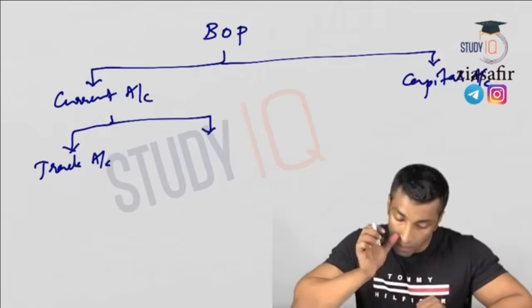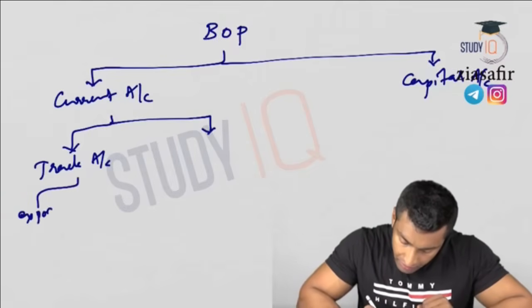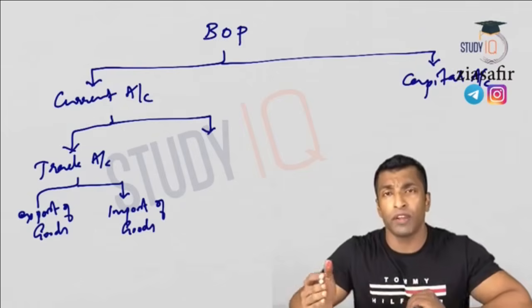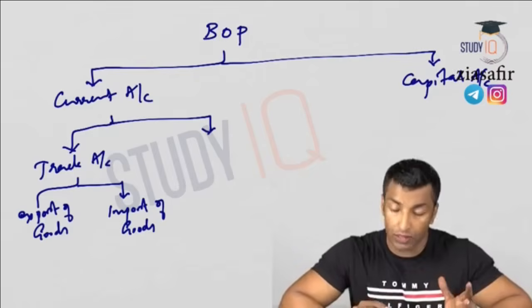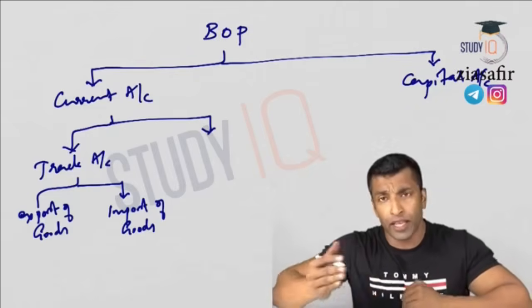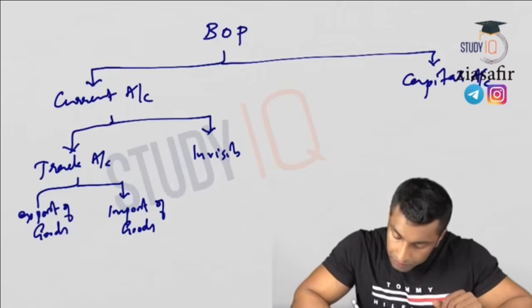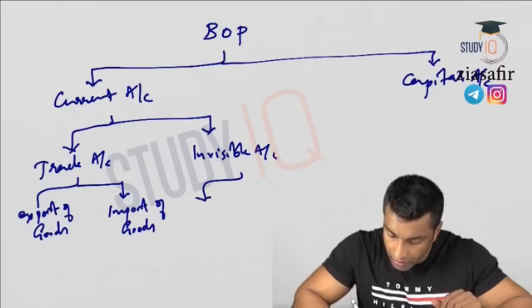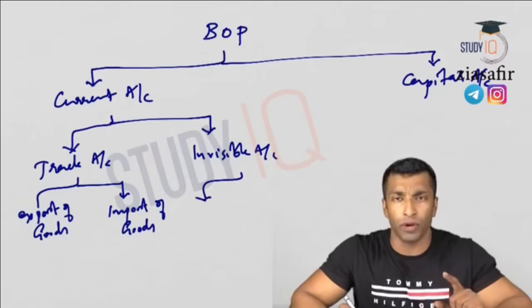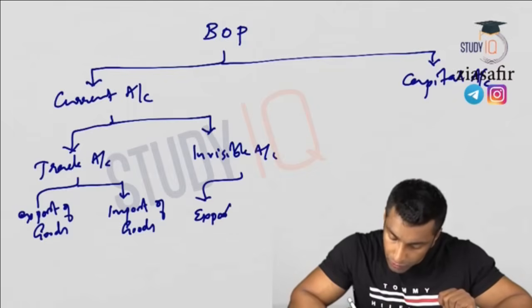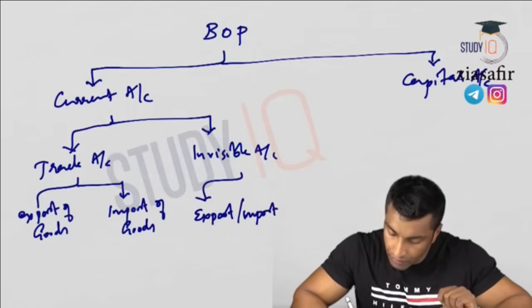Only goods are coming here, so you can write here: export of goods and import of goods. Okay, then the other one will be invisible account. So this is visible account or merchandise account. There I will be talking about services because that is invisible. So here, invisible account, I have export of services and import of services, so we can write it together: export or import of services.